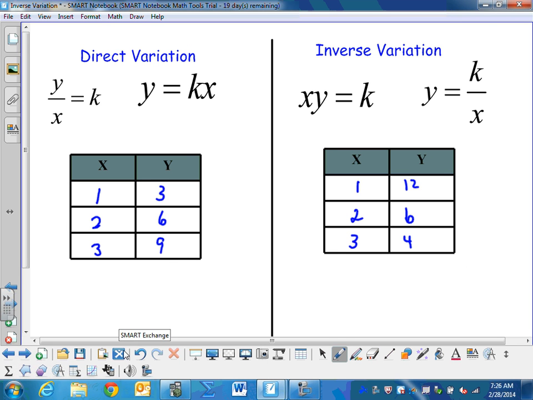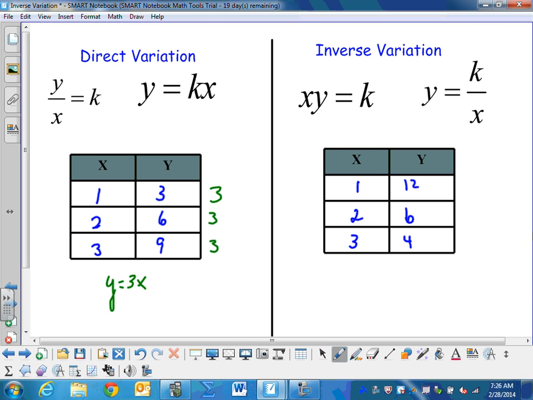So to look at a table to determine if it's a direct variation, we take y divided by x, y divided by x, y divided by x. And in this instance, it's 3. So our equation would be y is equal to 3x.